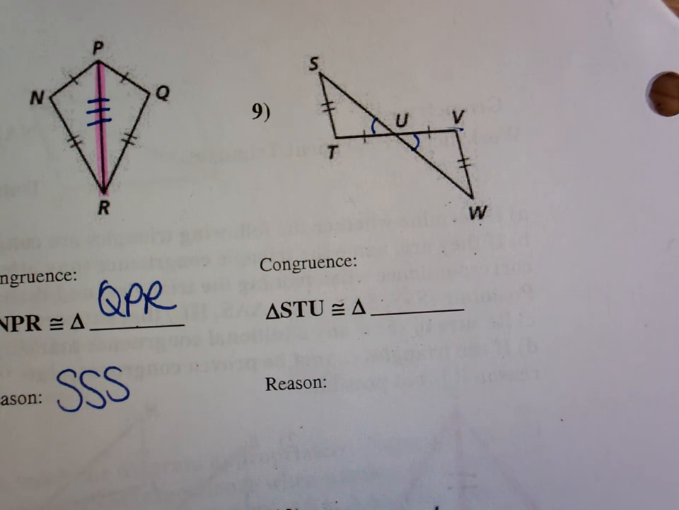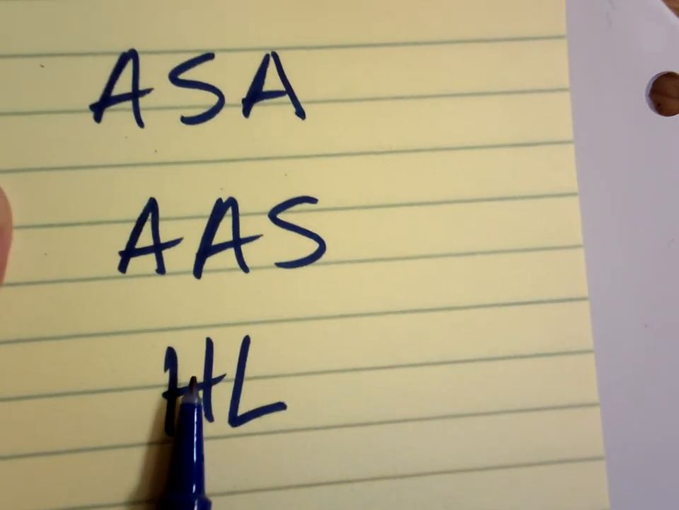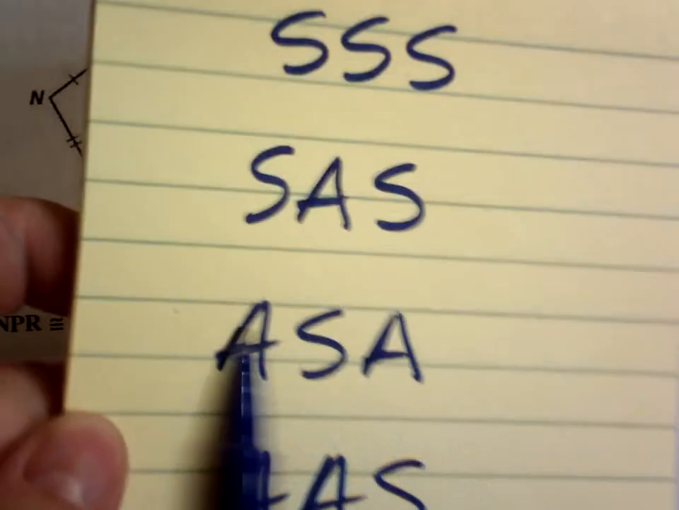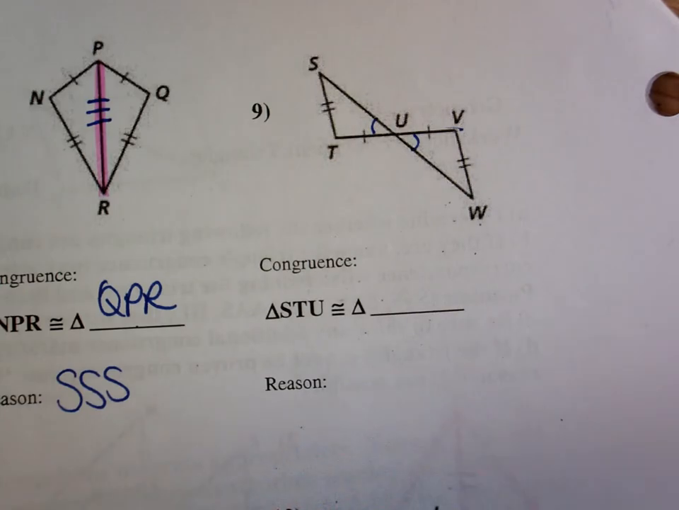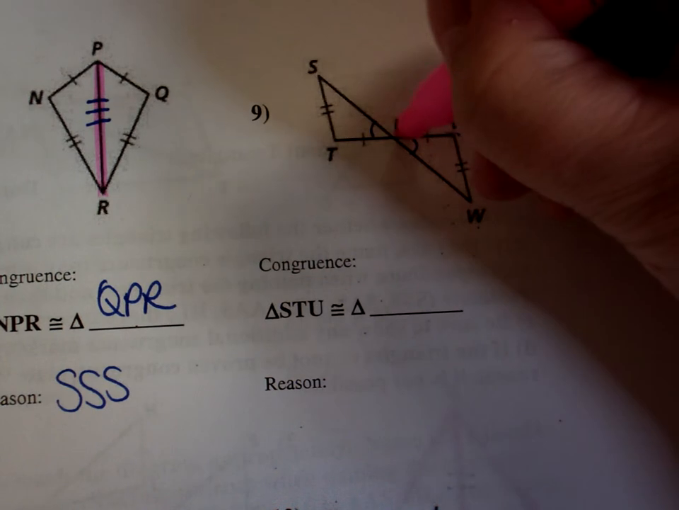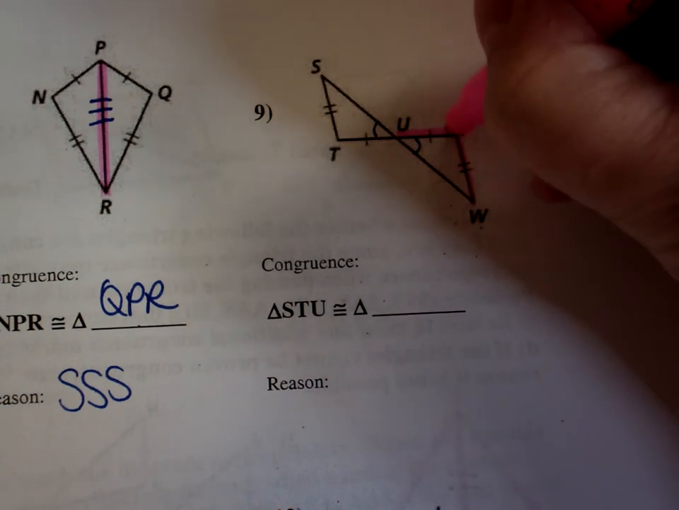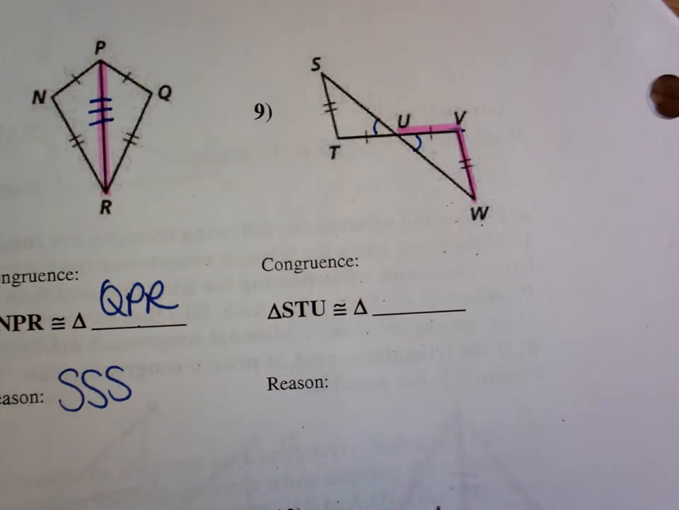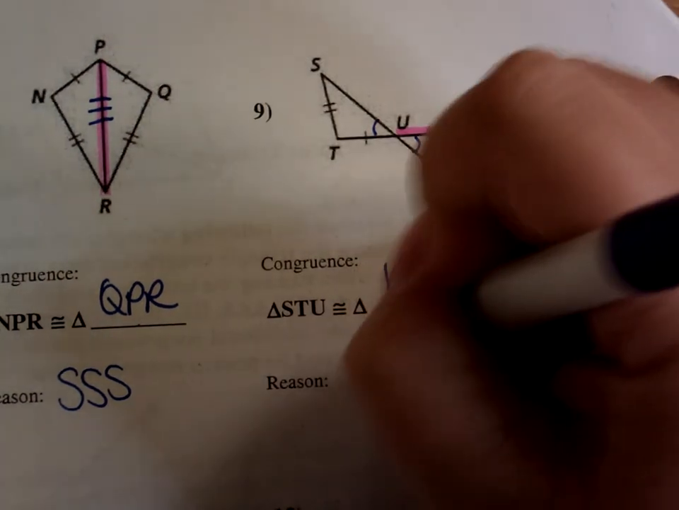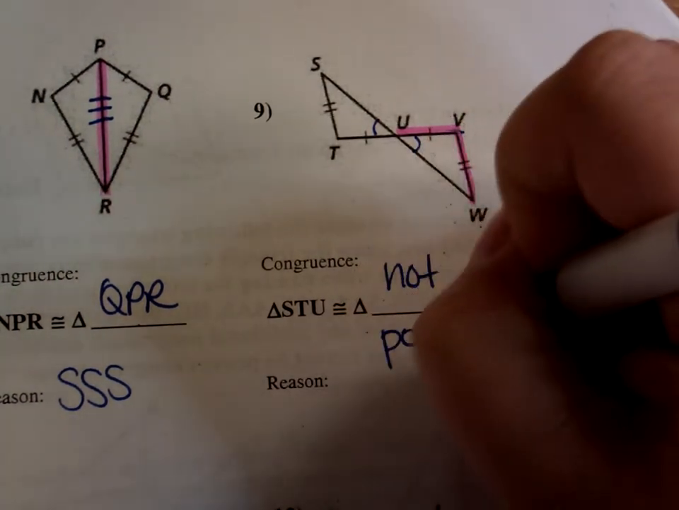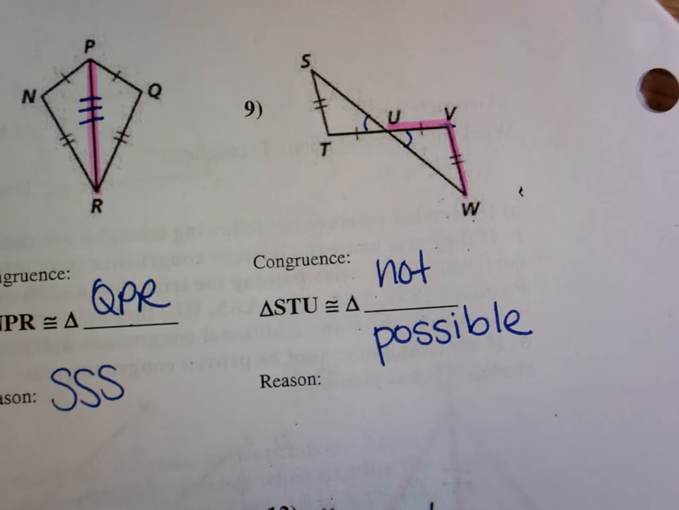However, now that I have three pieces of information, two sides, one angle, can't be HL because it's not a right triangle. This doesn't have two sides, one angle. Oh, here we go, two sides, one angle. But is it the included angle? The answer is no. The included angle for this triangle right here would be angle V. So no, it's not the included angle. This is not possible. That would be ASS, and we don't have ASS. Okay?